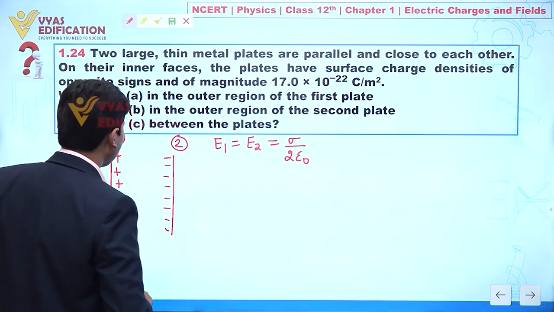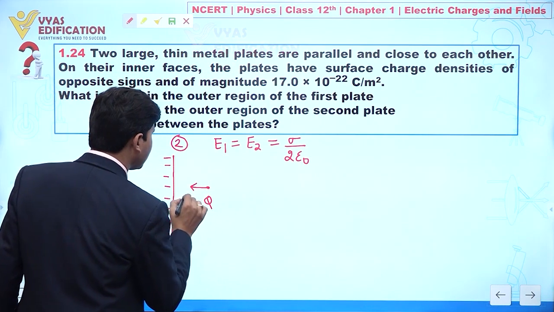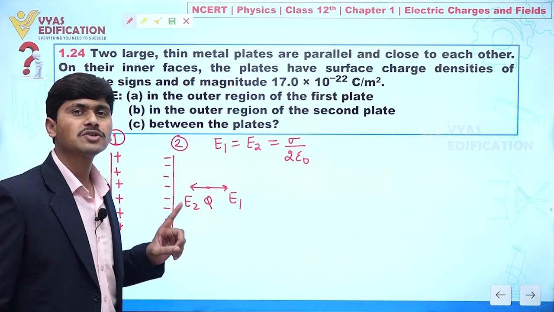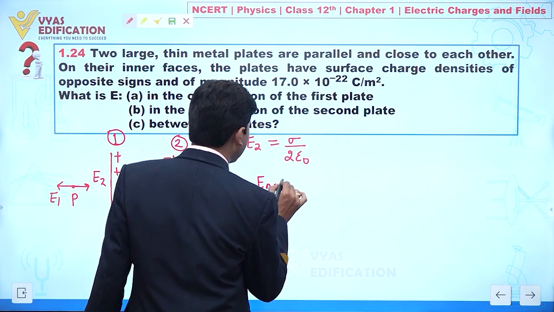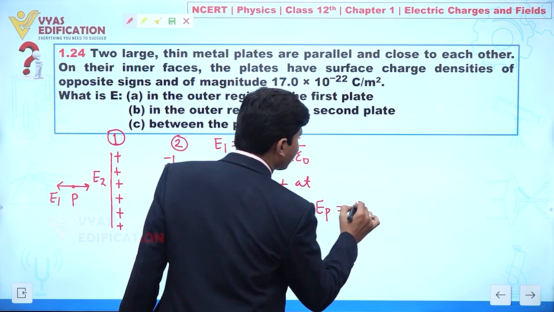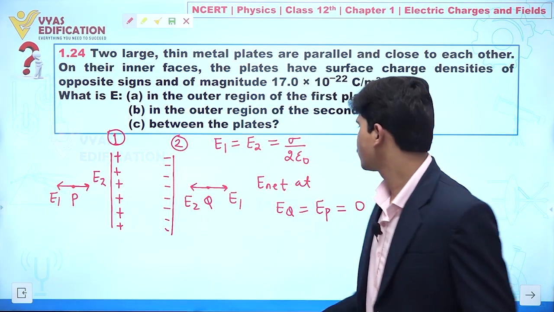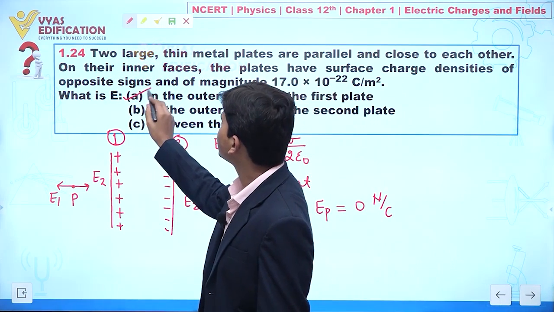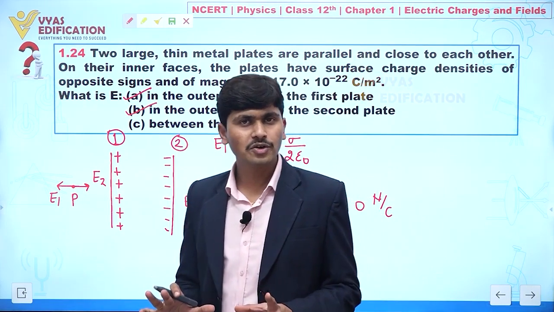Now if we find the value at point Q, E2 is in this direction and E1 is in this direction, and the magnitude is the same because it does not depend on the distance from a plate. So if we find E net at point Q or P, this should be equal to 0, because both have the same magnitude but opposite direction. So this is 0 Newton per Coulomb. So for part A and part B, we have answered: this is 0 Newton per Coulomb. Clear to you?